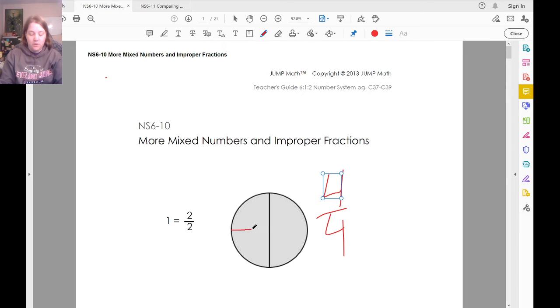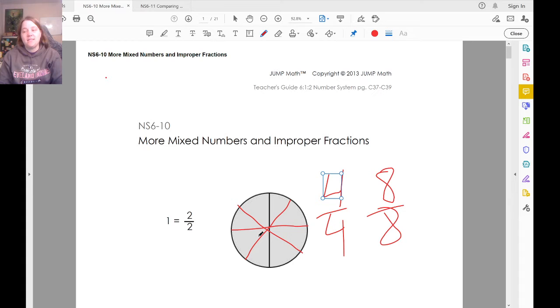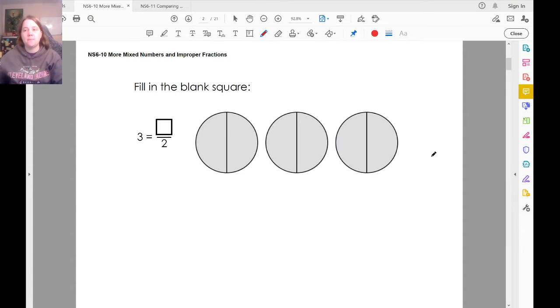4 over 4 is a fractional version of 1 because it takes 4 slices to fill this pizza, and we have 4 slices shaded. 8 out of 8 is also a fractional 1. 8 slices of pizza, 8 are shaded. We could keep going on. 3 over 3, 1,000 over 1,000, 15 over 15. All of these are the same thing as the number 1 because they all mean one whole.